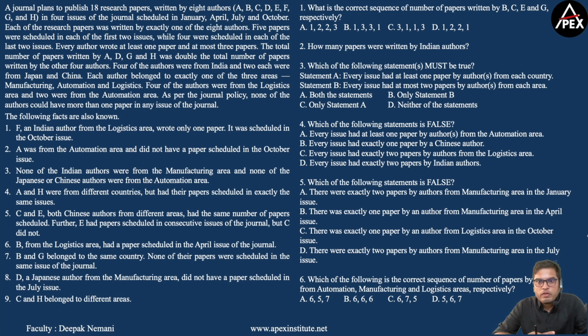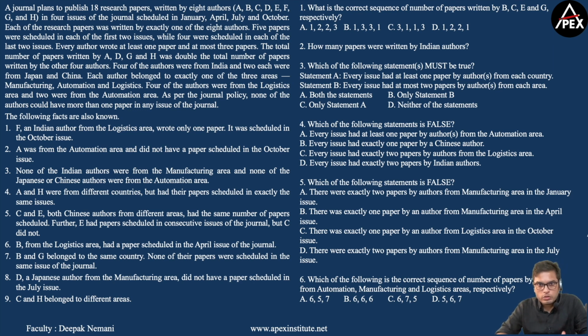The third question, which of the following statement or statements must be true? Statement A, every issue had at least 1 paper by authors from each country. Every issue had at most 2 papers by authors from each area. Now in order to answer this question, we should be knowing the countries and the areas that these authors belong to. Now which of the following statements is false? Again we are asked questions based on the areas and countries. Which of the following statements is false? Again, areas and months. Okay. Coming to the sixth question. Which of the following is the correct sequence of number of papers by authors from automation, manufacturing and logistic areas respectively?